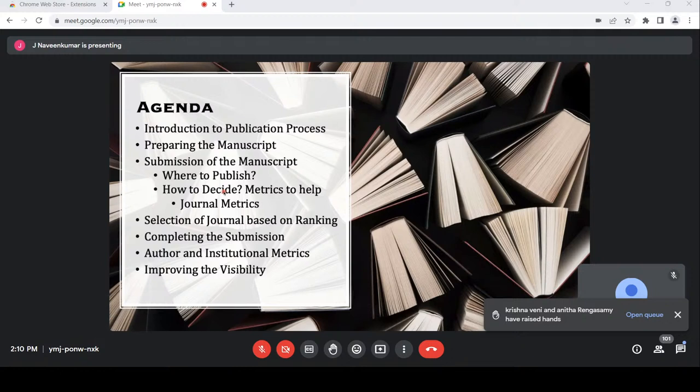At the same time, we'll also study some techniques whereby an individual author can enhance their visibility, or a journal or an institution can enhance its visibility. When I say visibility, it's about how the outreach can be improved, right? So that's the total agenda here today. So let's start with the first, that is the publication process.